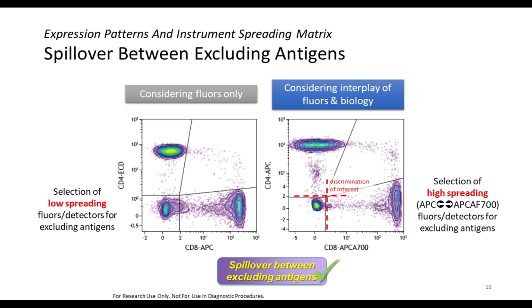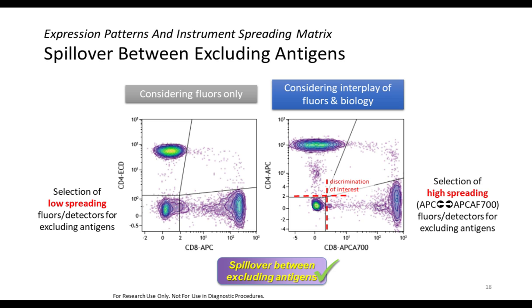So we may again also consider the biology in order to identify the situations that would also allow us to use fluorochromes that have a higher spillover than seen on the left. And that is exactly what we've done on the right, using CD4 APC and CD8 APC Alexa 700. So these are two fluorochromes whose emission characteristics have considerable spillover into each other's detector, as we also see by the spreading of the positive populations.